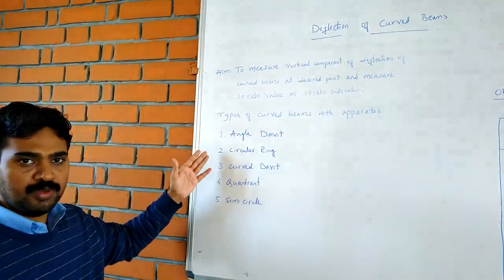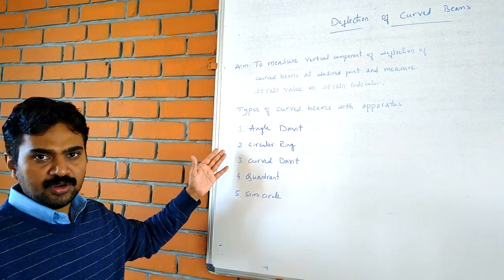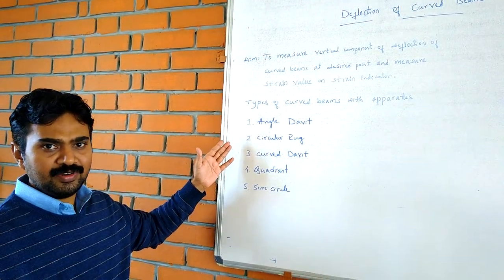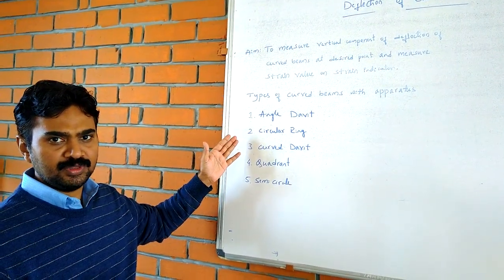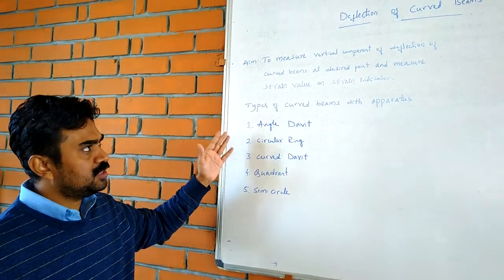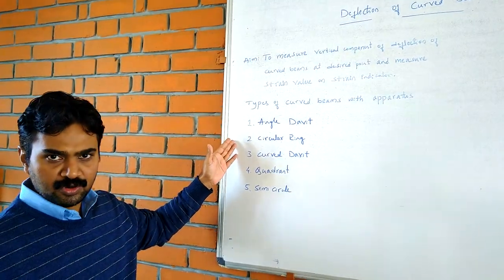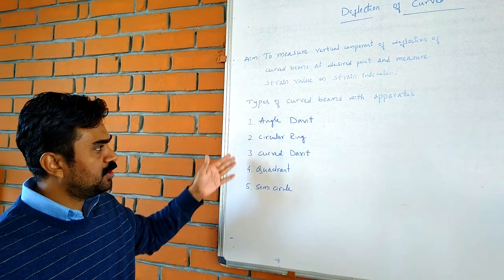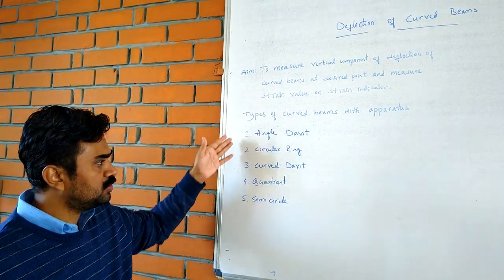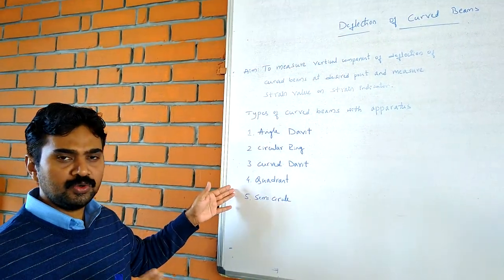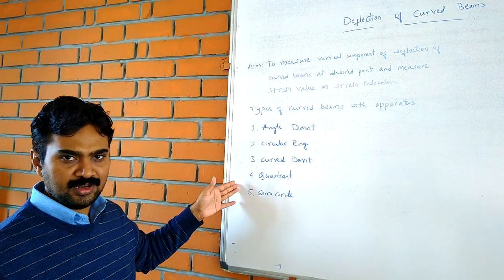So what is a curved beam, which you have already studied? A curved beam has a curved axis which is deviated from its straight line. Such beams are called curved beams. In the experiment we are going to put loads on these different curved beams and note down the strain in the strain indicator.